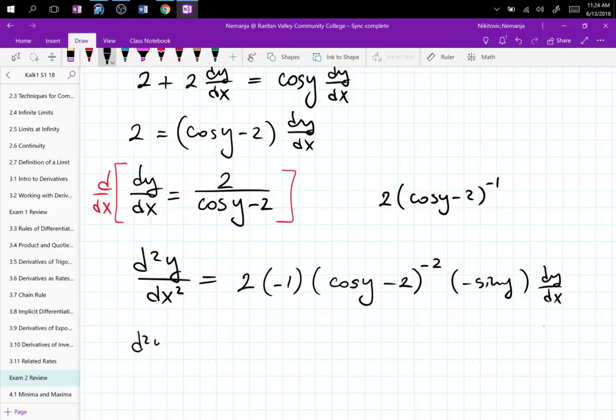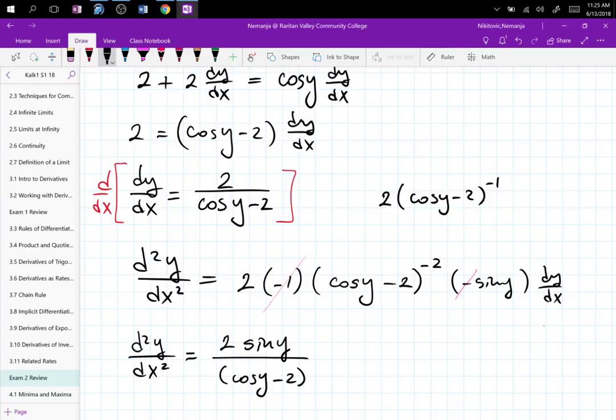So let's do even more algebra now. I have negative 1 and the negative over here will cancel. And all I have in the numerator is going to be 2 sine y. Denominator is going to have cosine y minus 2 squared. That negative 2 exponent pushes everything downstairs, right, with the positive exponent. And I still have dy dx.